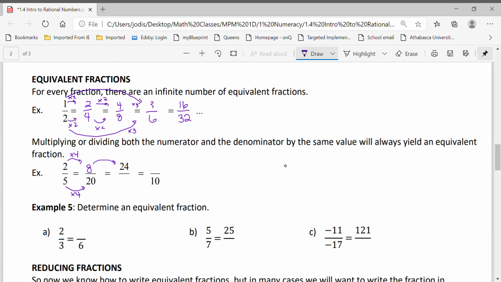So here we have 8 and we're going to 24. Well, 8 times 3 is 24, so we want to do the same thing to the bottom. 20 times 3 is 60. And then if we want to do this last one, we got 60 and we're going to 10. Well, in this case, it was divided by 6. So we want to do the same thing to the top, divide by 6, and we end up with 4. Okay.